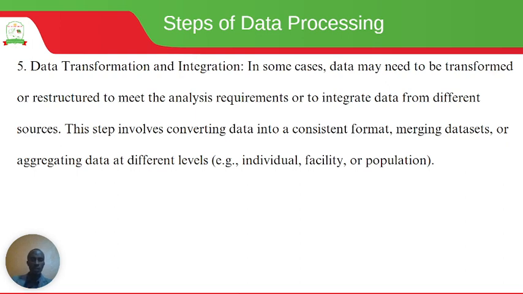And then the fifth step in data processing will be data transformation and integration. And here, in some cases, data may need to be transformed or restructured to meet the analysis requirements, or to integrate data from different sources. So you want to convert data into a consistent format, to merge data sets and aggregate data at different levels. Could be at individual level, facility level, population level, district level, national level. So all this will form what we call data transformation and integration.